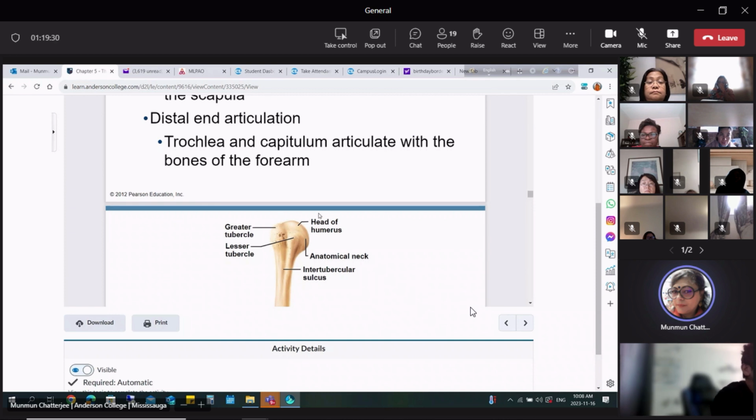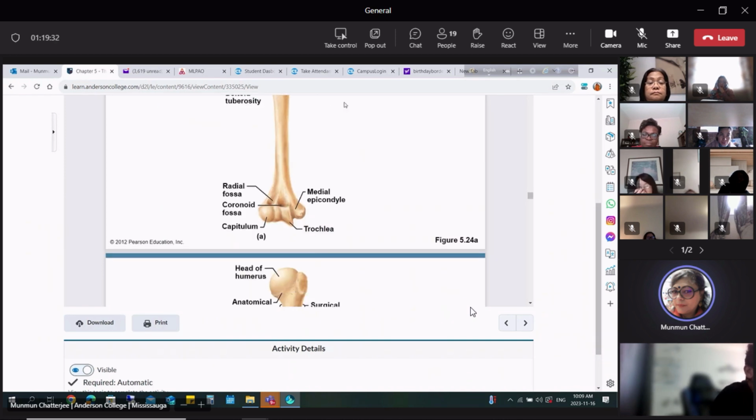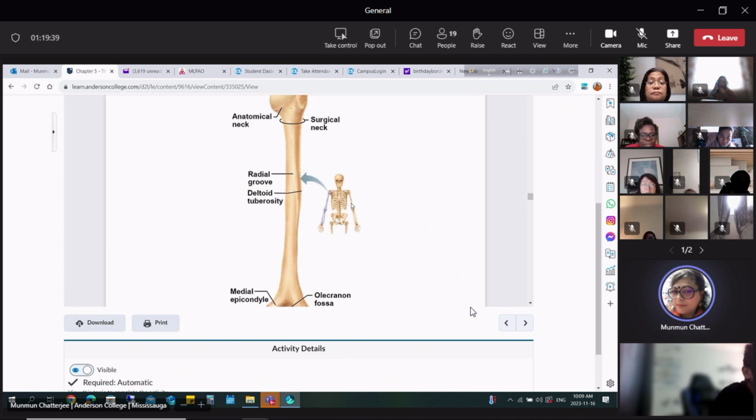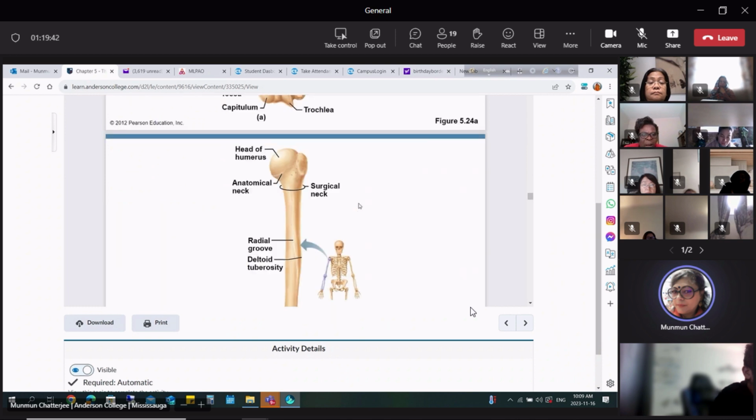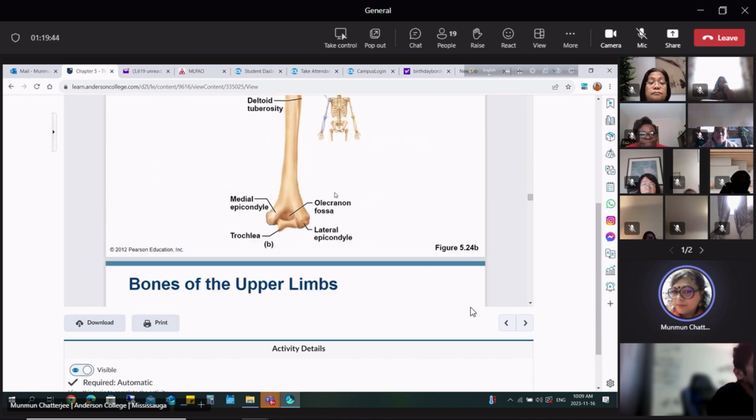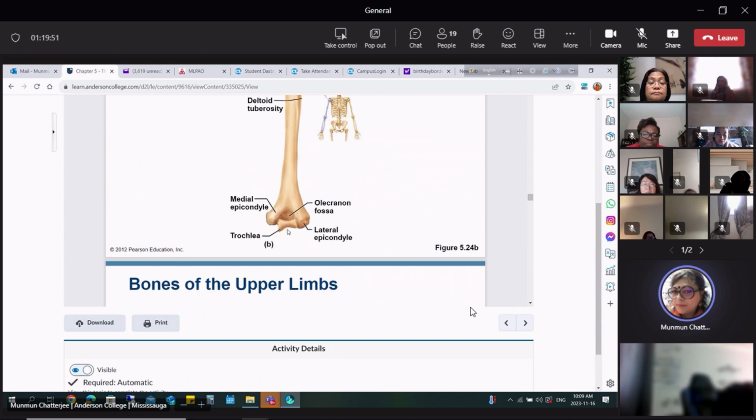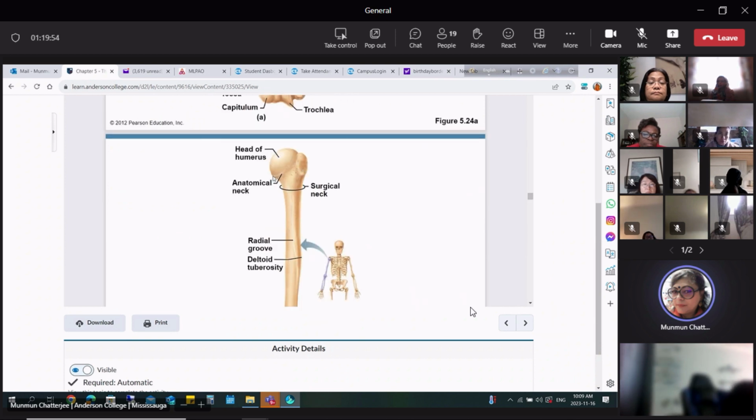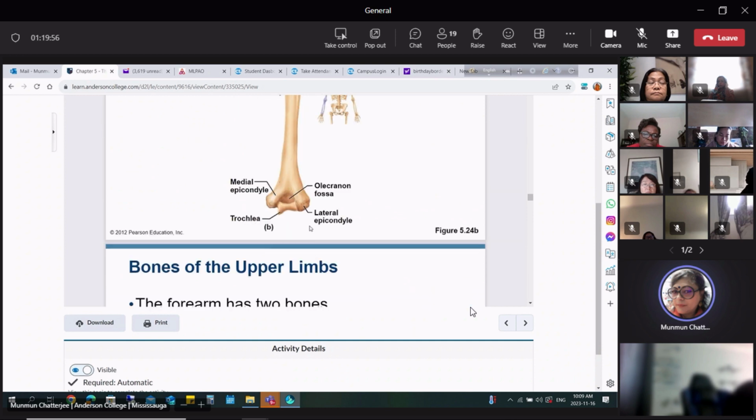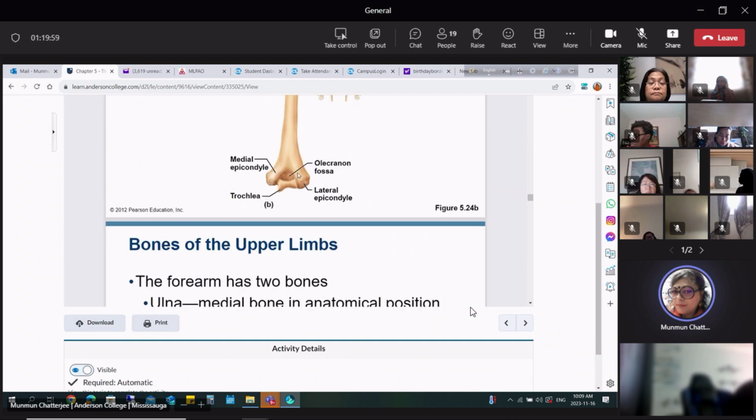In the distal end it articulates with the other bones. Here it's called the trochlea. You don't need to know all these things, it's too much. But see the structure: this is the head portion, the proximal portion, and this is the bottom portion, the distal portion. In the upper portion the head is attached with the scapula, and the lower end is attached with your elbow bones, ultimately the radius and ulna.